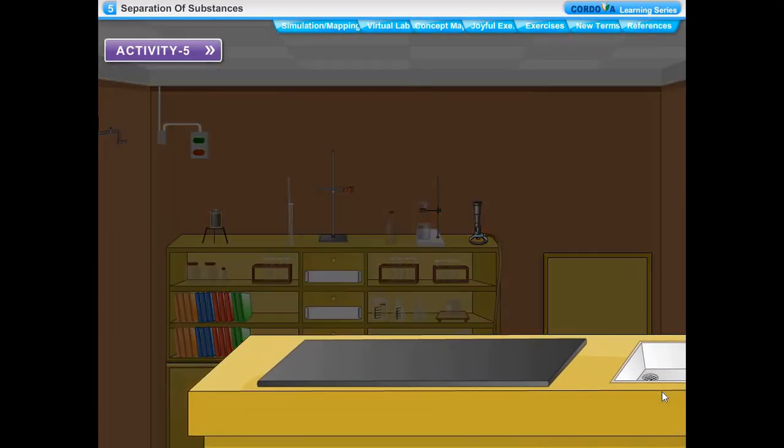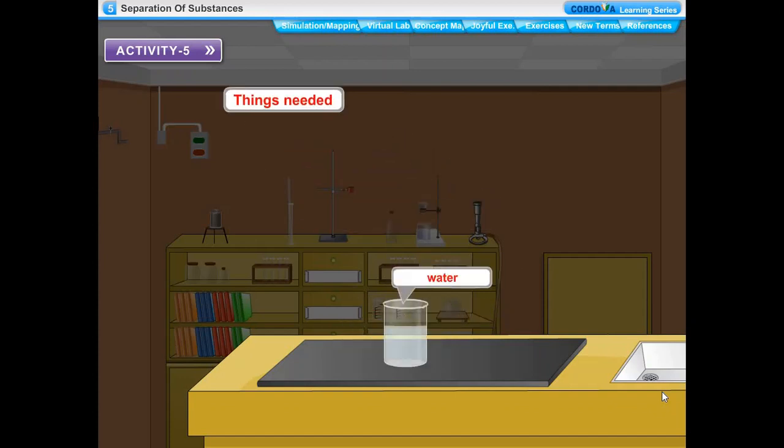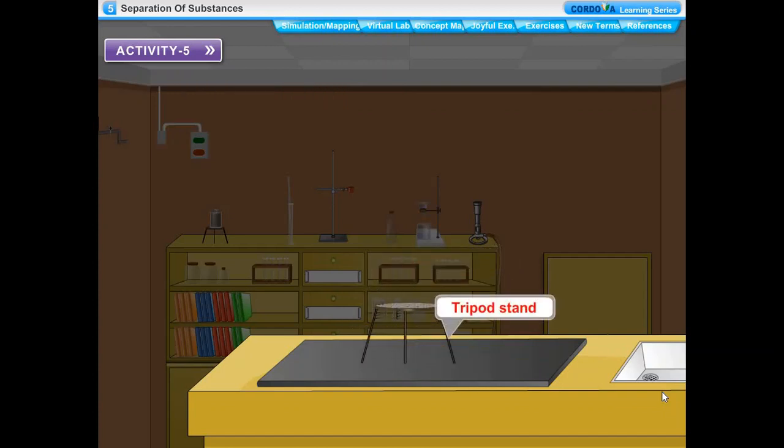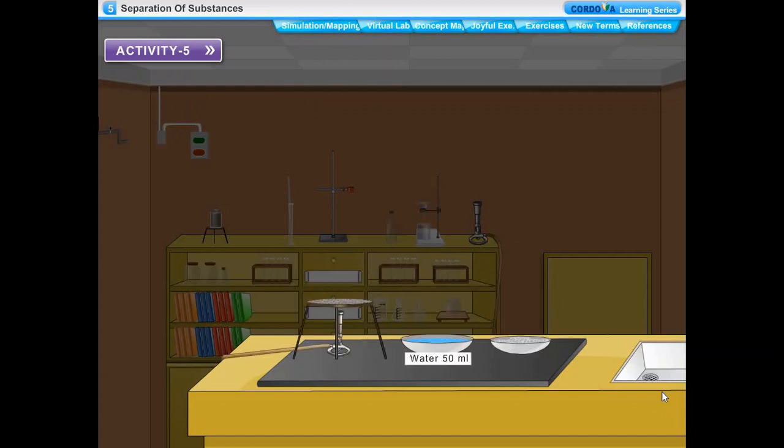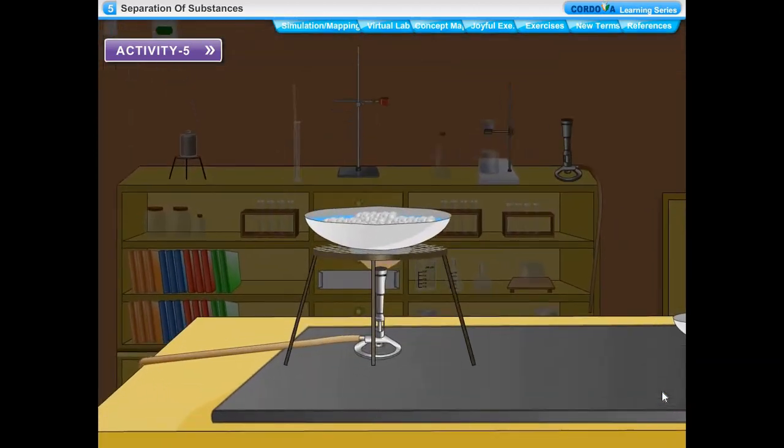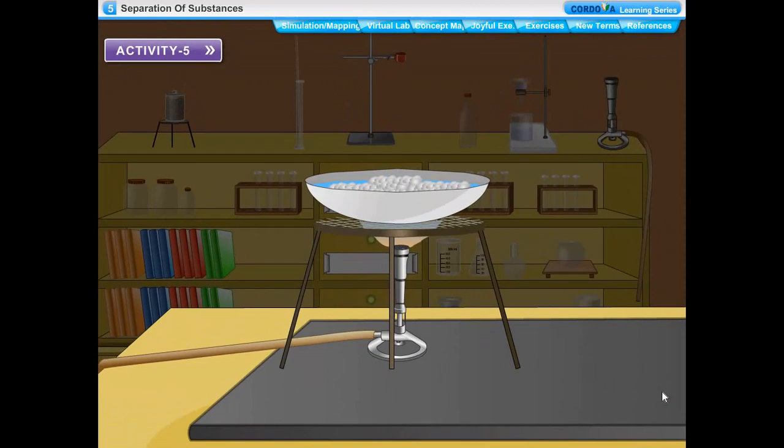Activity 5. To separate common salt dissolved in water. Things needed: common salt, water, china dish, burner, tripod stand, wire gauze. Method: dissolve a teaspoonful of salt in about 50 milliliters of water taken in a china dish. Place the china dish on the tripod stand. The solution of common salt and water taken in the china dish is heated gently by using a burner.